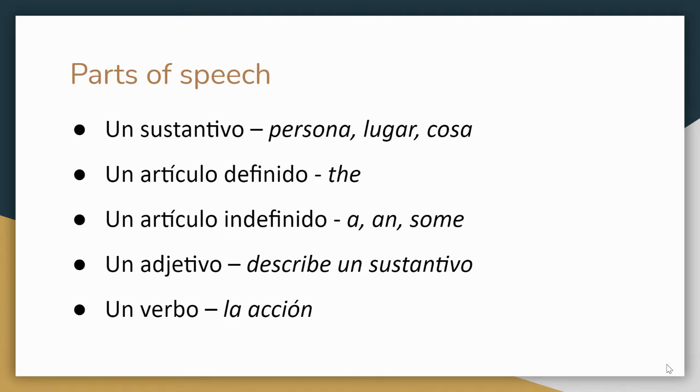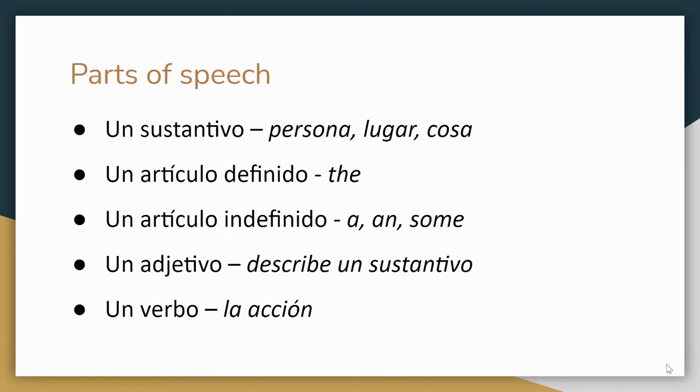Okay. First off, we're going to start with our basic parts of speech. Mainly so, as we go on this year, you'll become more and more familiar with how I refer to things in Spanish, what they are, etc. So first things first is un sustantivo is a noun, a person, una persona, a place, un lugar, and or a thing, una cosa.